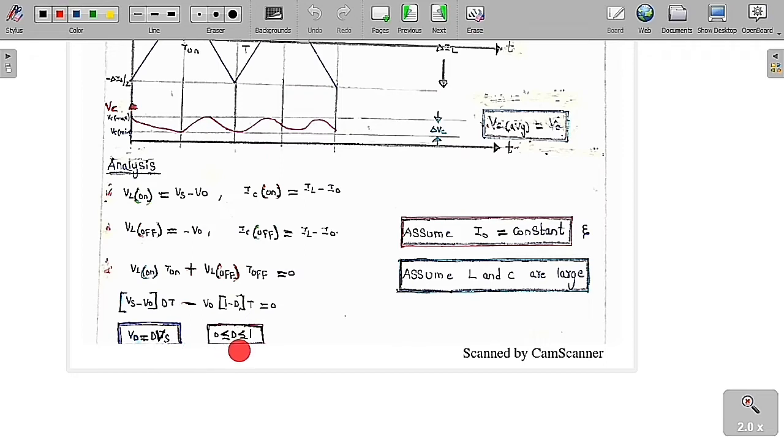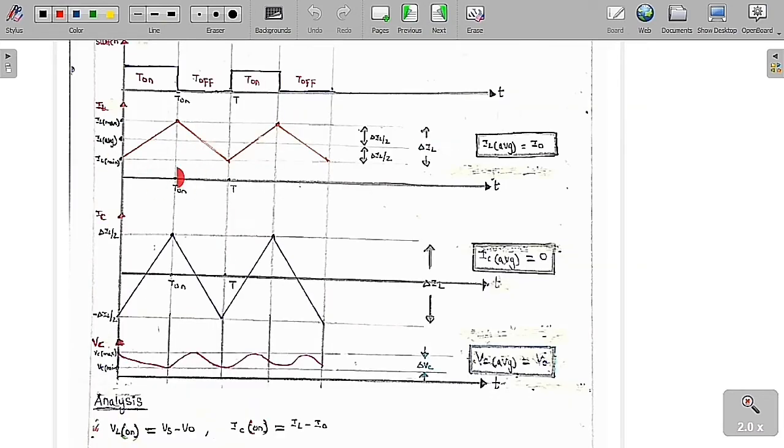I already told you D lies from 0 to 1. Continuous conduction means the current in the inductor is not at all 0. That is the reason it is a continuous conduction mode. You can see clearly the current in the inductor is not 0 even one time. Because of that we can say continuous conduction mode is present.